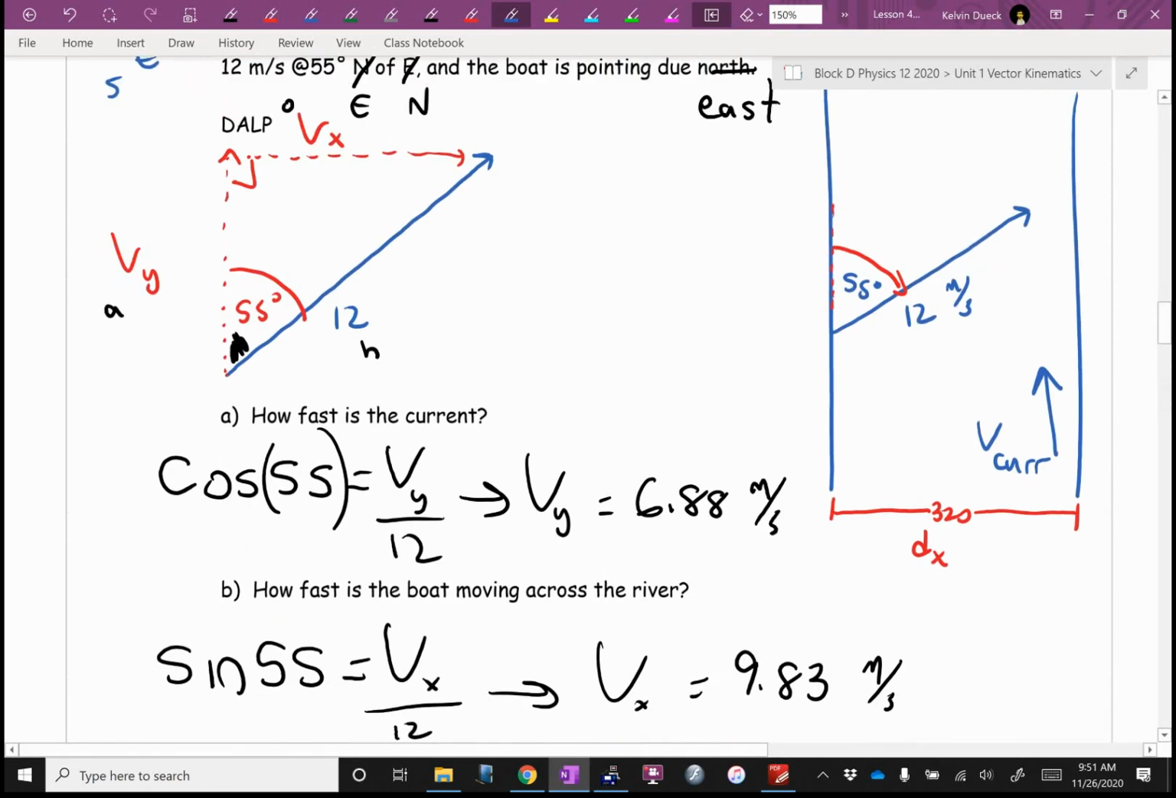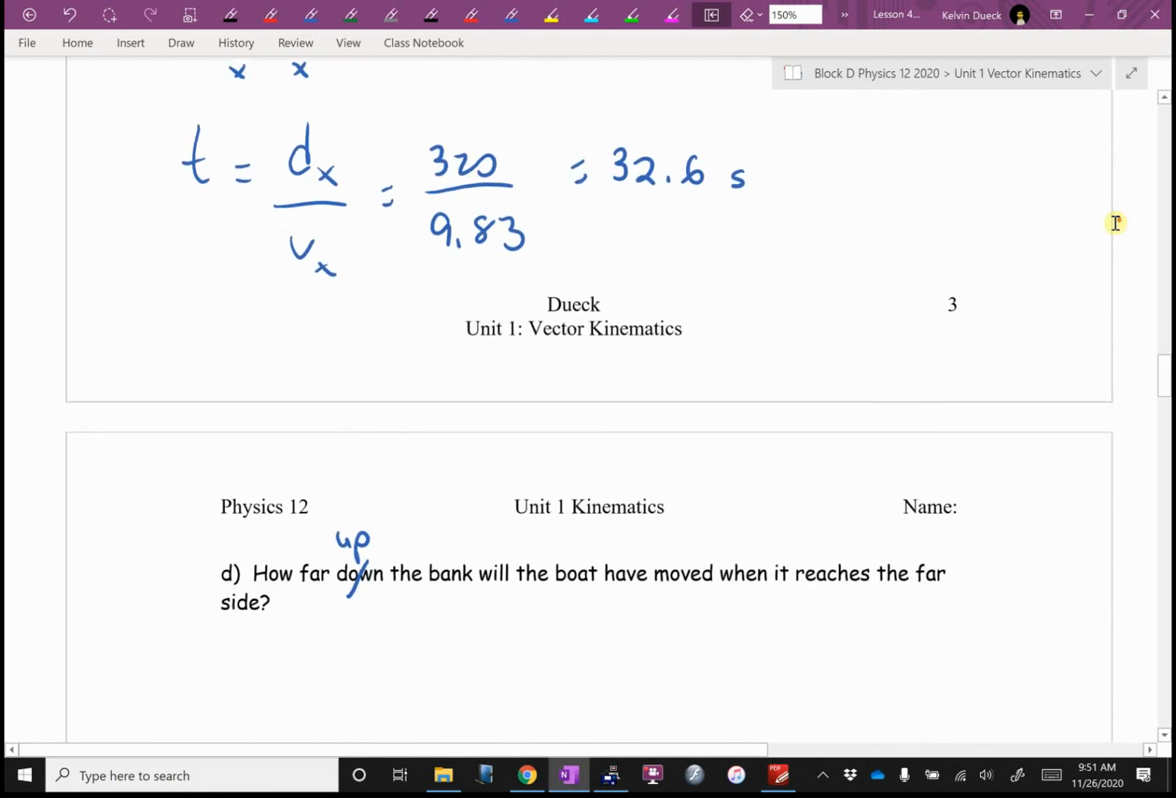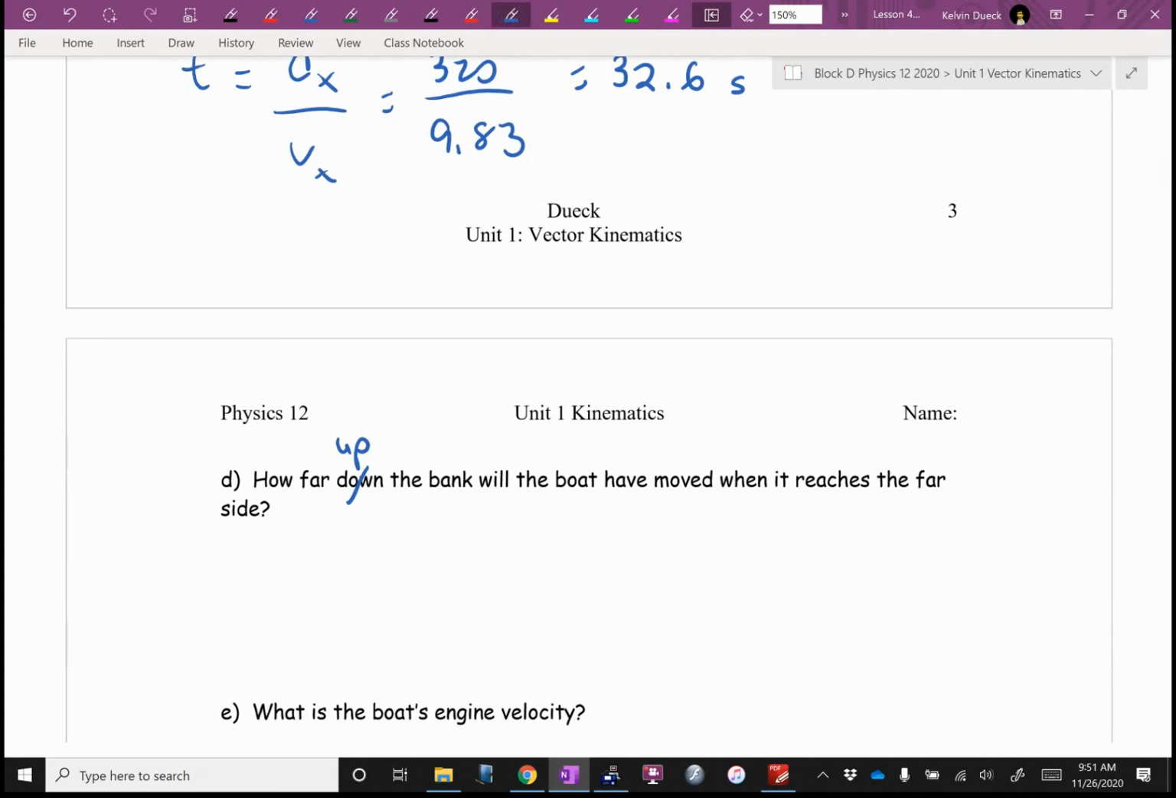Okay, so now I think they're asking me to find that thing. That's a distance. Oh, a d what? dy. Okay. So I think I'm going to go like this. D equals VT. A is still 0.